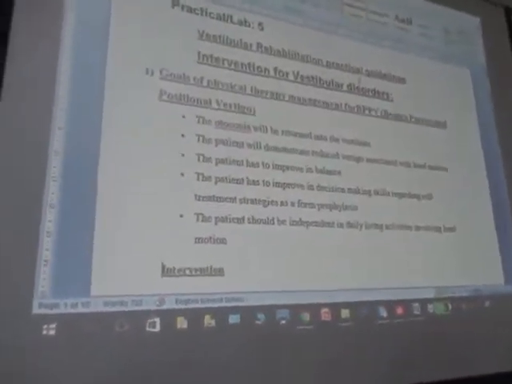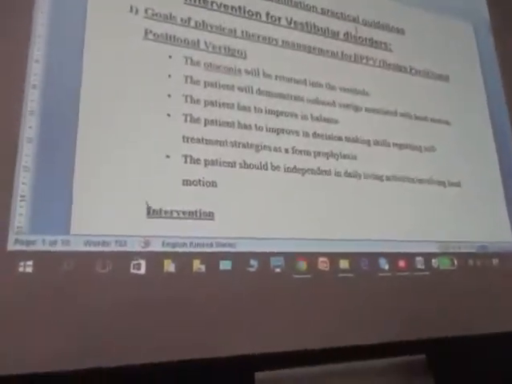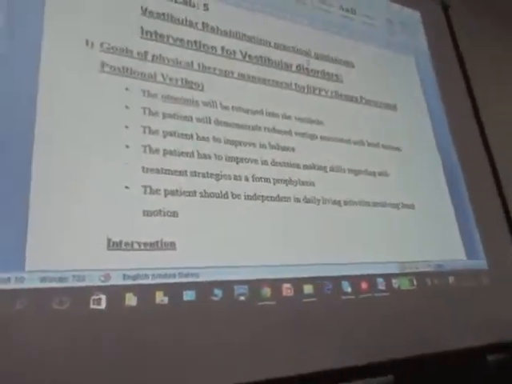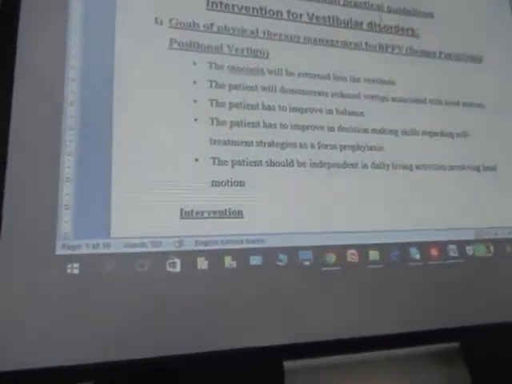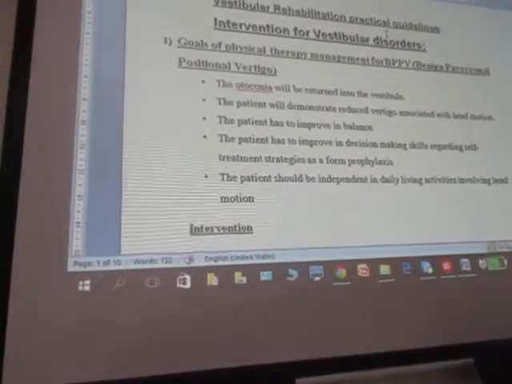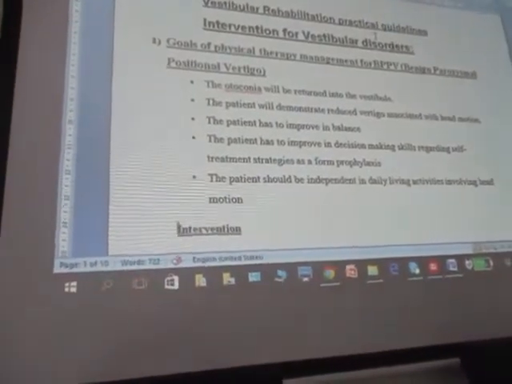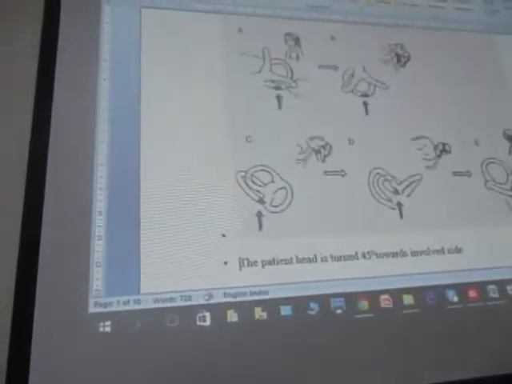The patient will demonstrate reduced vertigo. The patient has to improve in balance. The patient has to improve in decision making skills. The patient should be independent in daily living activities. You have to come on your own to the clinic, driving the car and all. So independence will be improved. Next is intervention.